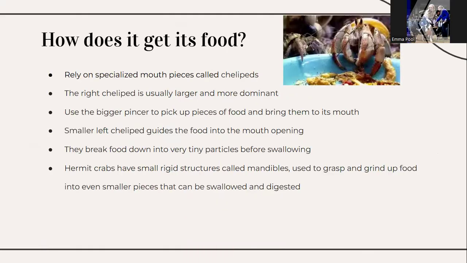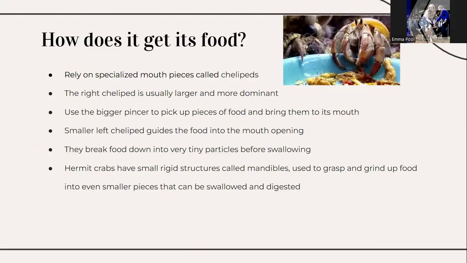And then how does it get its food? So hermit crabs get their food by these specialized mouthpieces called chelipeds, and they're somewhere right in this area. The right cheliped is usually larger and more dominant. They use the bigger pincher, which is right here, to pick up the pieces of food and bring them to its mouth. Then the smaller left cheliped guides the food into the mouth opening.